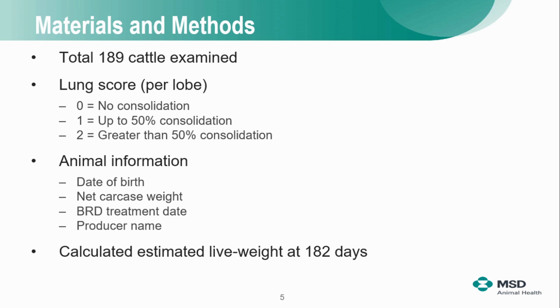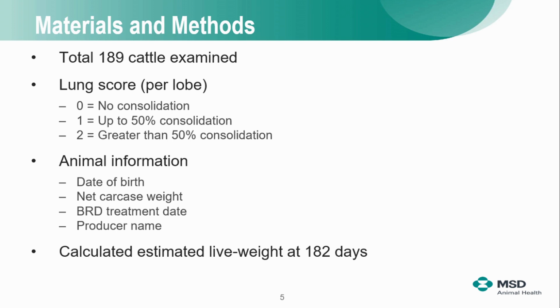We also had some additional information. So from the abattoir, we had the carcass weight of the animal. And from the producer, we had the date of birth, whether the animal had a history of a BRD treatment, and we also had the producer name.